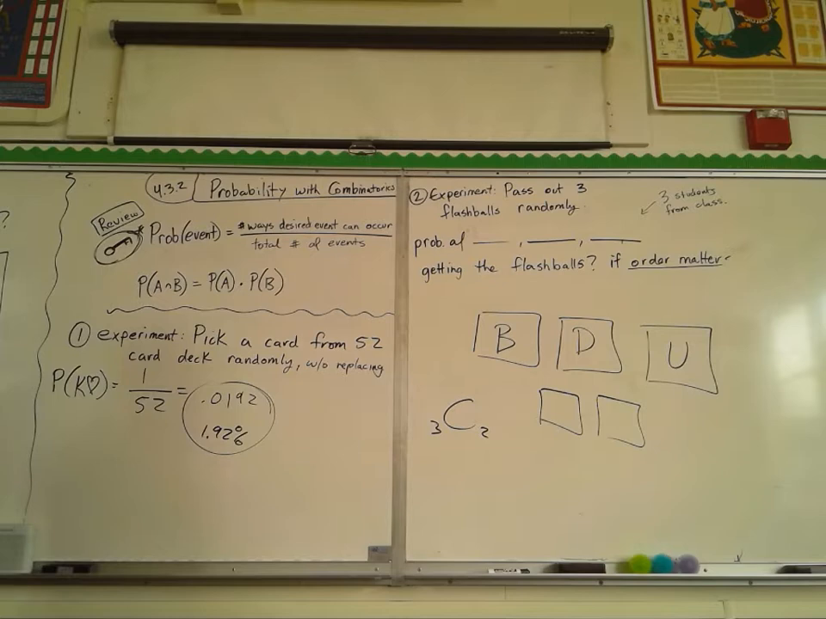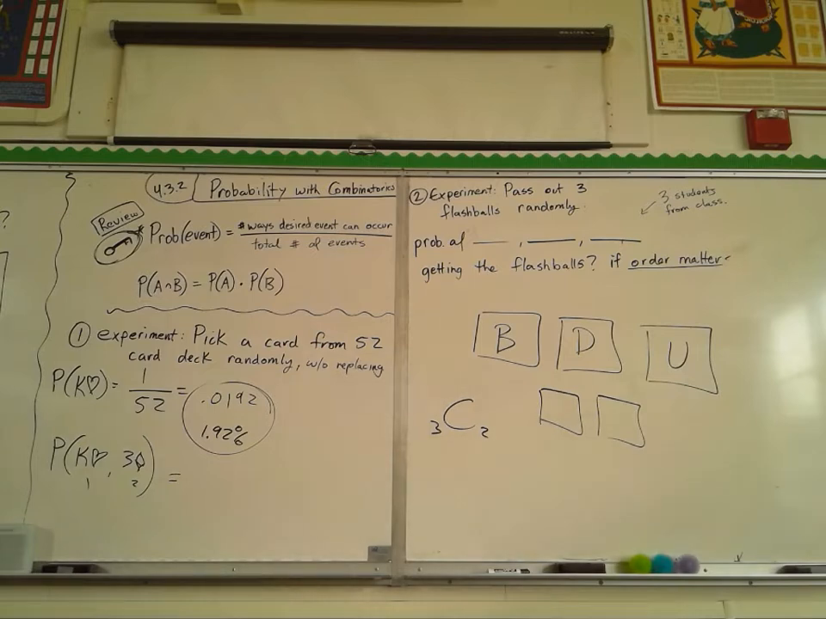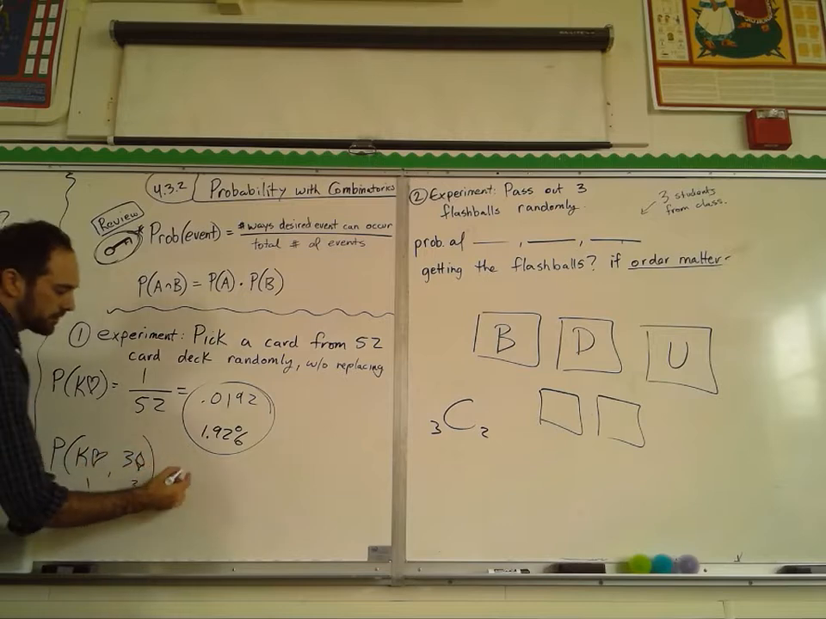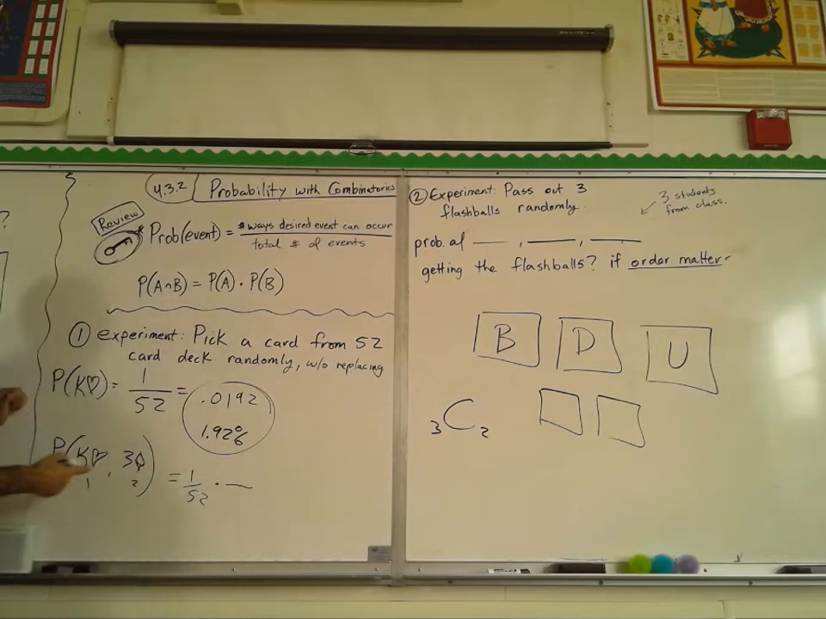We're just going to add on to that a little bit. How about if I want to get the king of hearts first, and then, let's say, the 3 of diamonds second. So this is a dependent event because I take one card out, changes the probability of the second one. But we already figured out the probability of getting King of Hearts first is 1 out of 52. We're going to multiply that by the probability of getting the 3 of diamonds second.